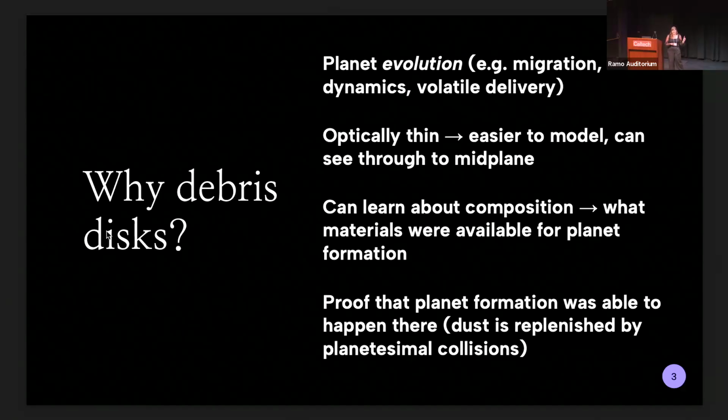These are also optically thin, like I mentioned, which is particularly useful because it makes them a lot easier to model than protoplanetary disks, where you have to do full ray tracing to really get a model. We can also learn about composition for these disks because we can see all the way down to the midplane because they are optically thin. And debris disks are essentially proof that planet formation was able to happen where we see dust, because that dust is the remnant from planetesimals that have collided with each other.